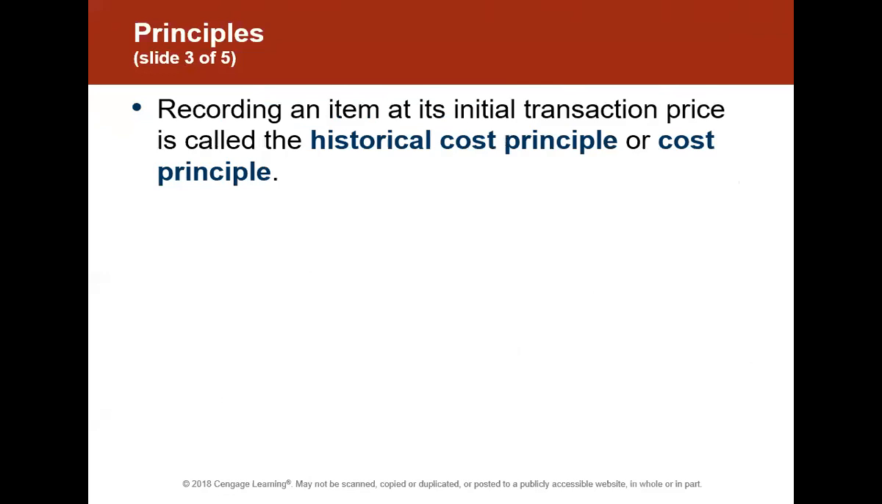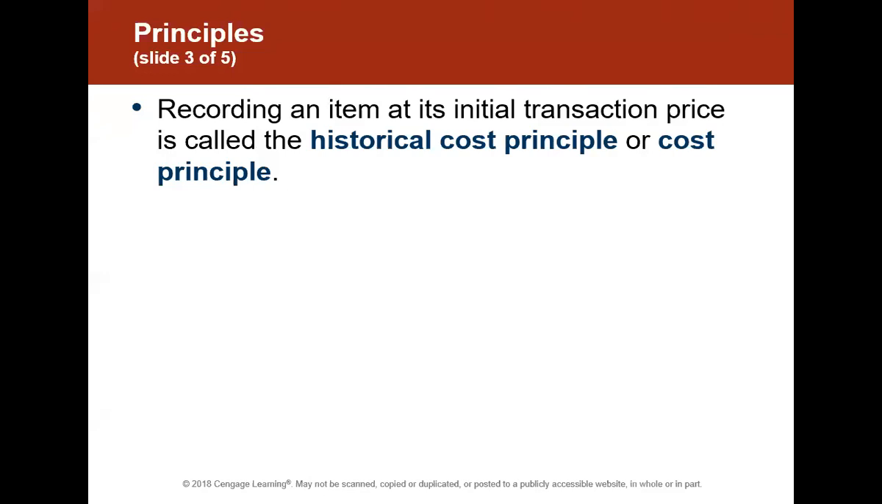And then as far as how we record it, if we're purchasing something, say we purchase land, we're going to record it at the cost we paid. Okay, that's the historical cost principle, or just cost principle in general. So that means that land, we might have paid $20,000 for it.